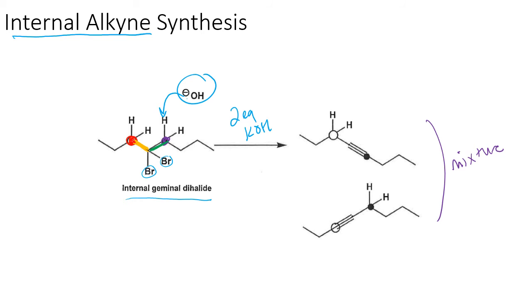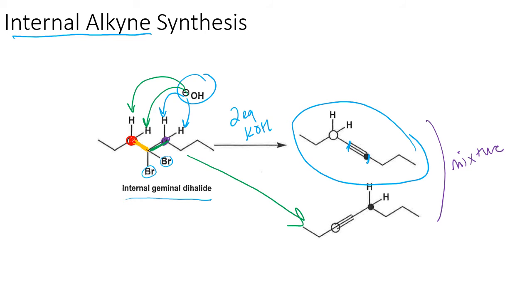So the hydroxide can grab both those protons, and that would lead to our product that we see right here, where the triple bond is in between this carbon and this carbon. Or it could grab this proton and this proton, which would lead to the product you see at the bottom here, where you have the triple bond formed between that carbon and that carbon. So with internal alkynes, recognize that you'll get a mixture as long as 2 hydrogens are available on the adjacent carbon to the geminal dihalide.